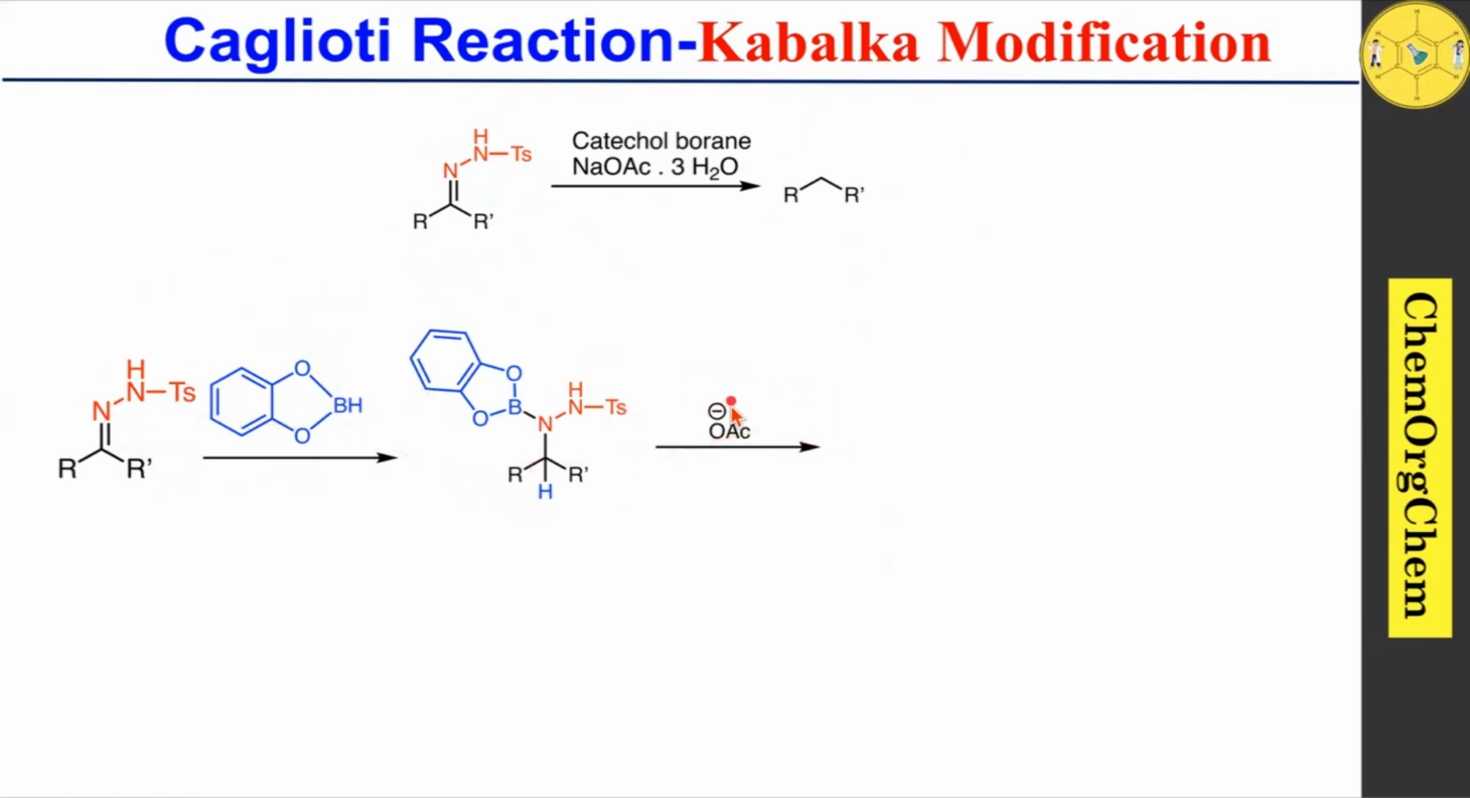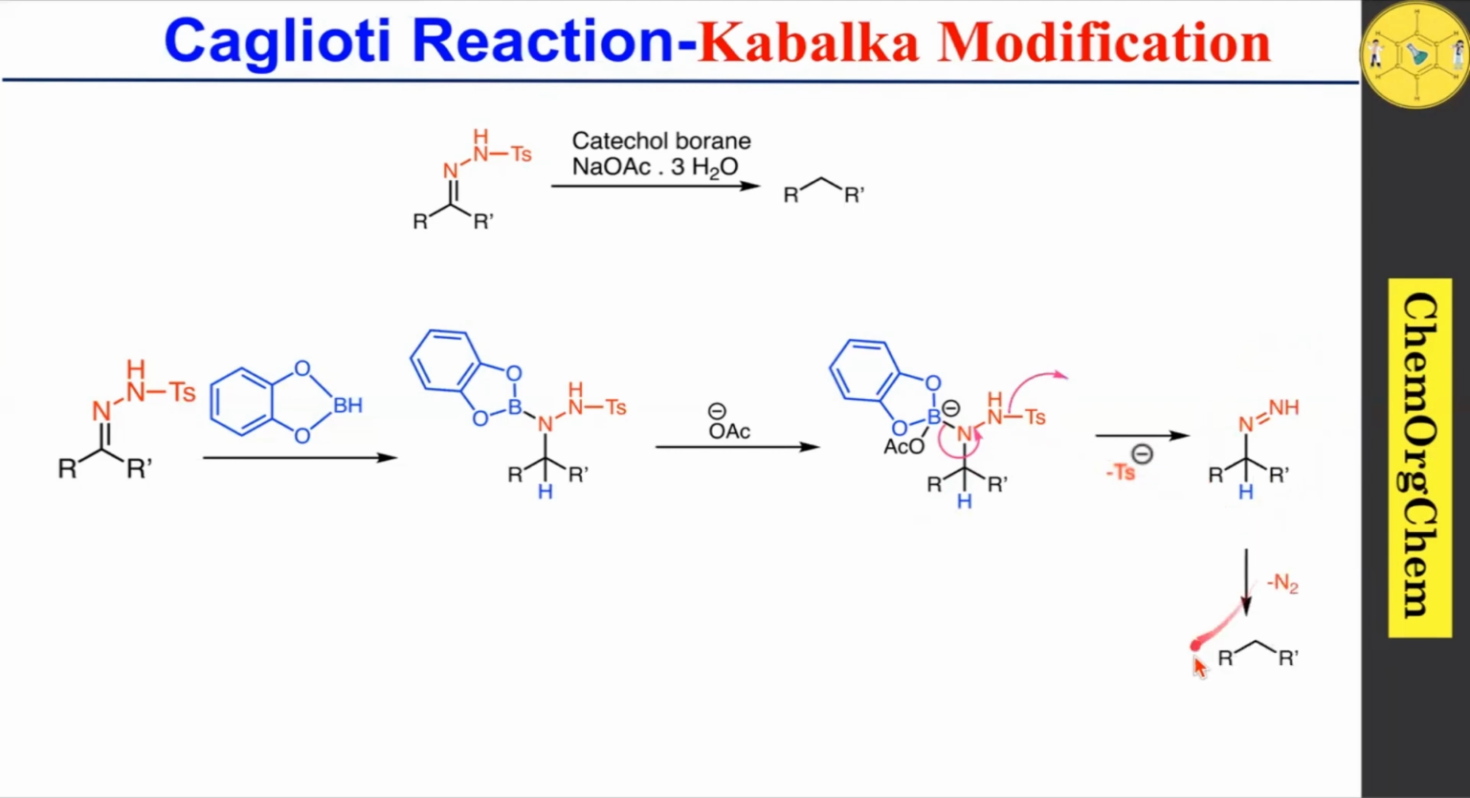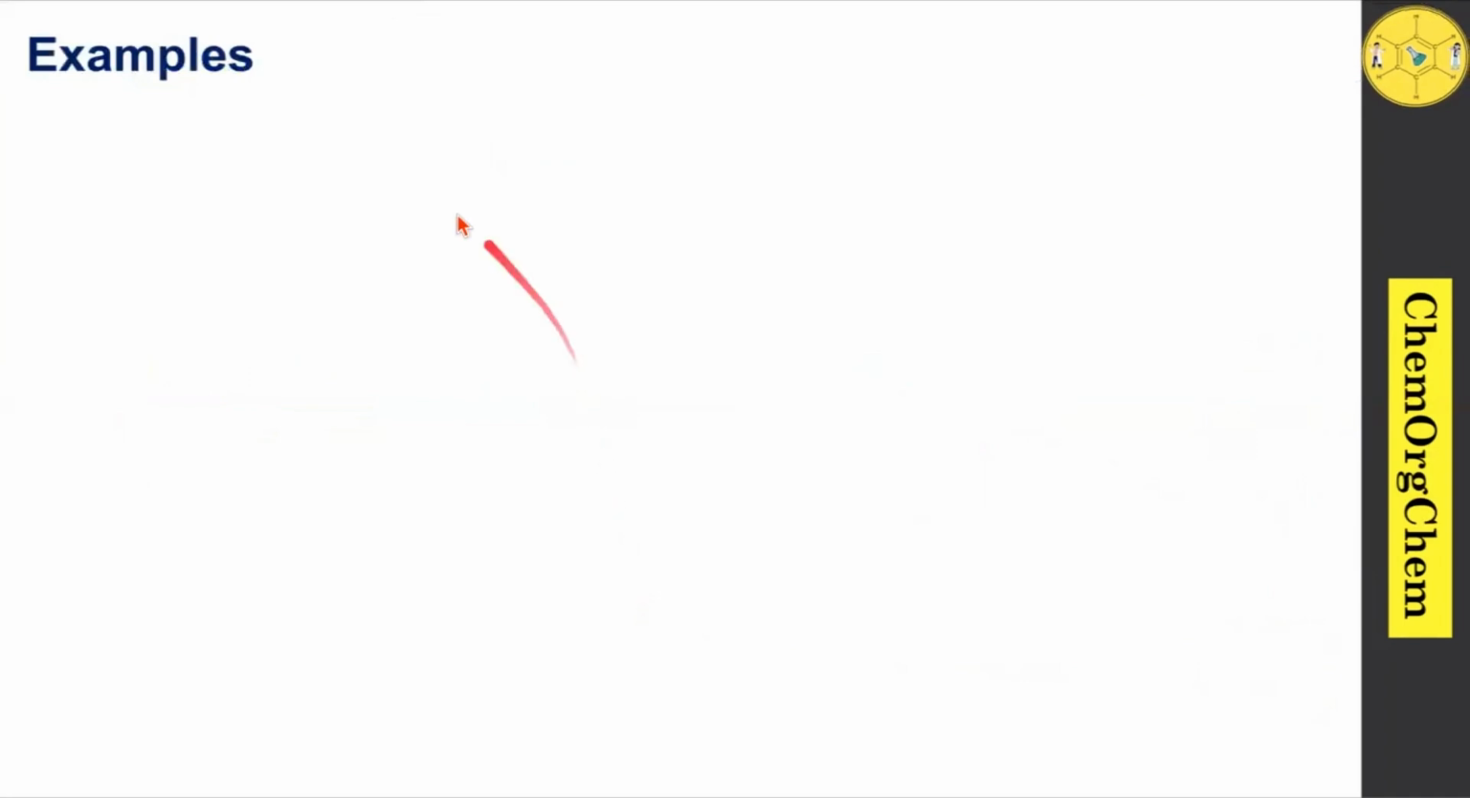Now this acetate ion attacks the boron atom, producing the corresponding boron ate complex. Now this boron ate complex quickly collapses. You see the boron nitrogen bonding electrons now shift here, which kicks off the para-toluene sulfonate ion, producing the corresponding intermediate, followed by elimination of nitrogen gas, which produces the corresponding hydrocarbon product. So let's see some examples based on Kabalka modification.